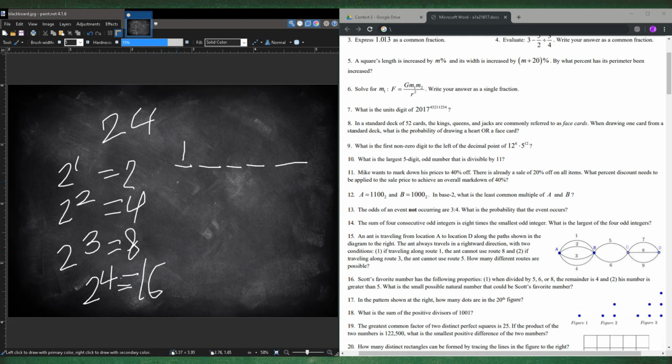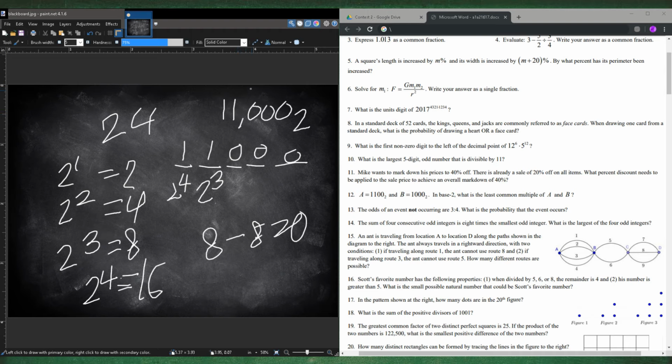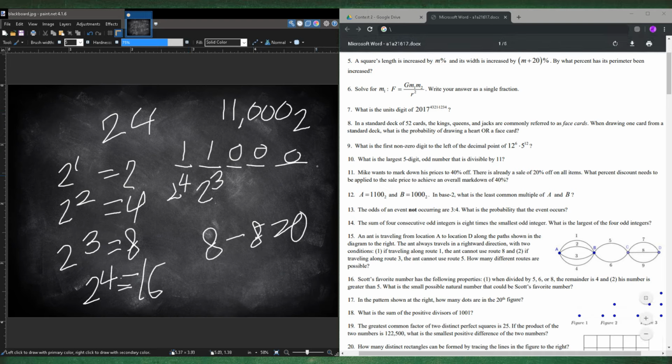This is going to be 2 to the 4 power, so that would make 16. Minus the 16, you have 8 left over. So you need 2 to the 3, so you have 1 here. Minus the 8 is 0, so basically you put 0, 0, 0. So it's just 11000 base 2. That's your answer. Remember to put the base 2.